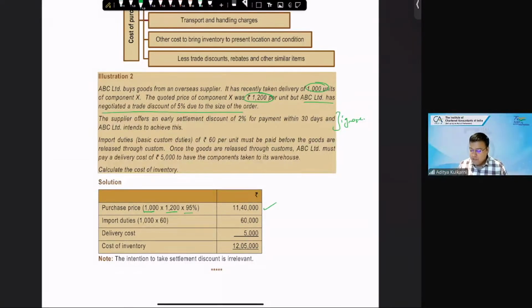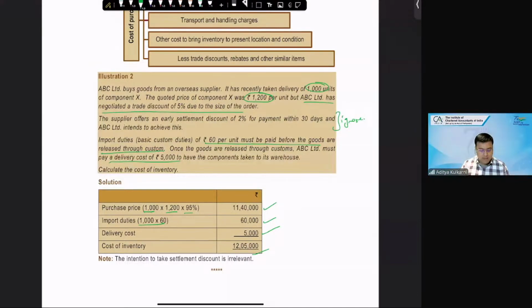Okay. Import duties or basic customs duties of 60 per unit must be paid before goods are released through customs. Is this required to be included? Answer is yes, sir. These are non-creditable. So 1000 into 60, 60,000. Once the goods are released through customs, ABC must pay a delivery cost of 5,000. So I will include 5,000. So total value of your inventory is 12 lakhs 5,000. Are we okay with this? Any doubts? No doubts? Very simple.